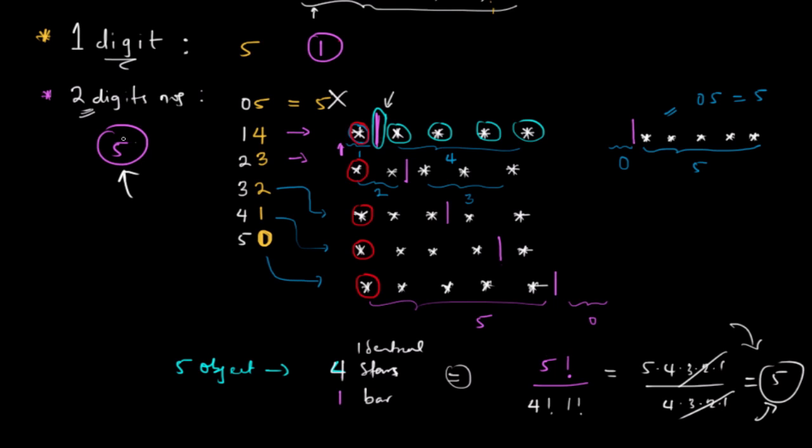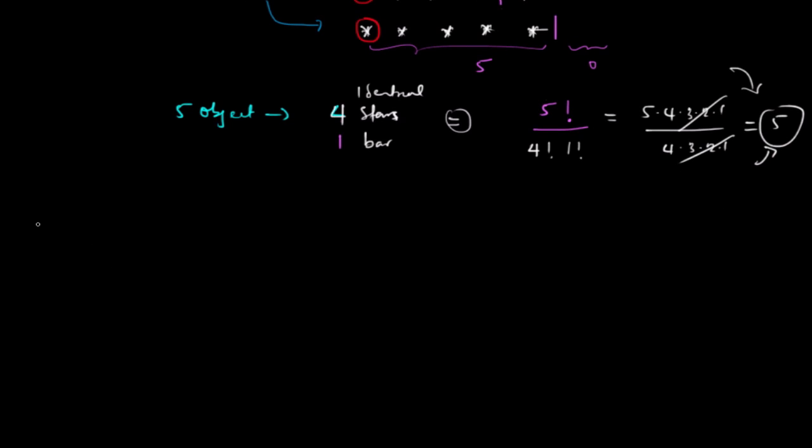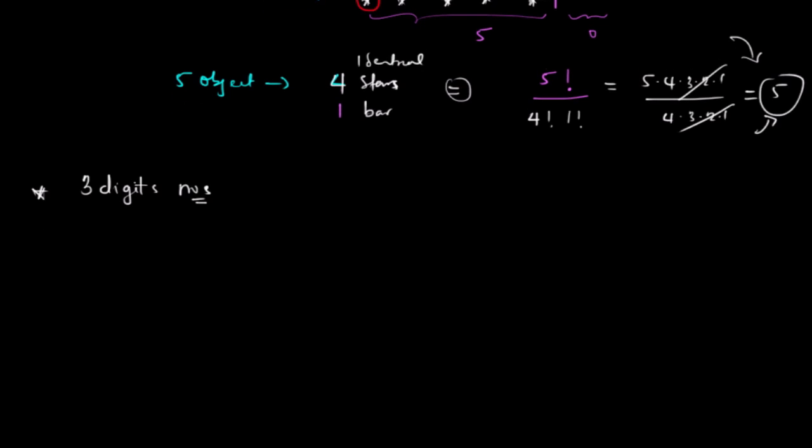So to find the number of 3-digit numbers such that their sum equals 5. So that's the next thing we are moving to now. So 3-digit numbers. Now for 3-digit numbers, since we are told that the 3-digit numbers have to have a sum of 5, it must have a sum of 5, so that implies that we are going to have 5 stars.